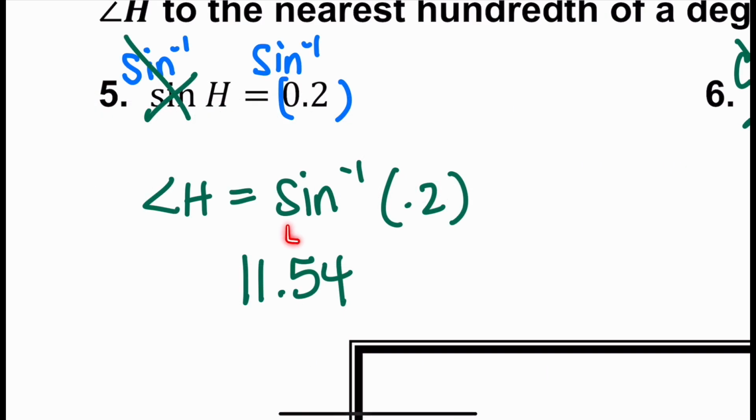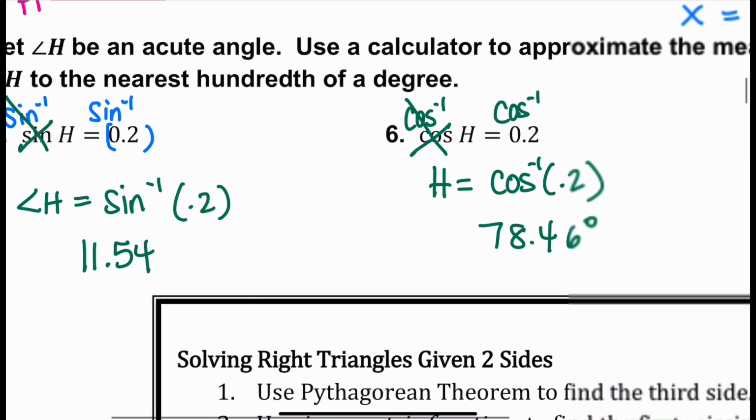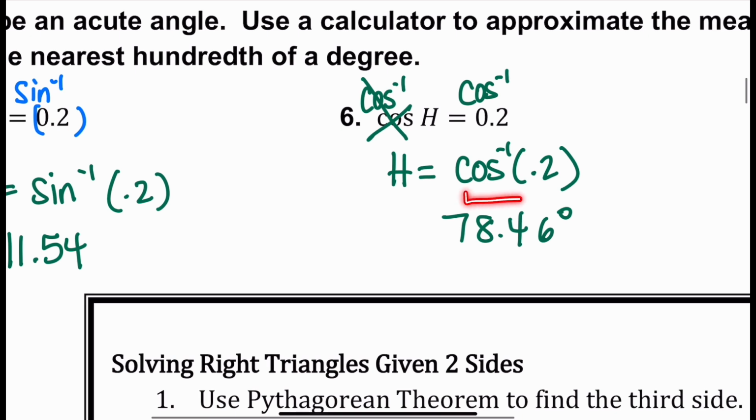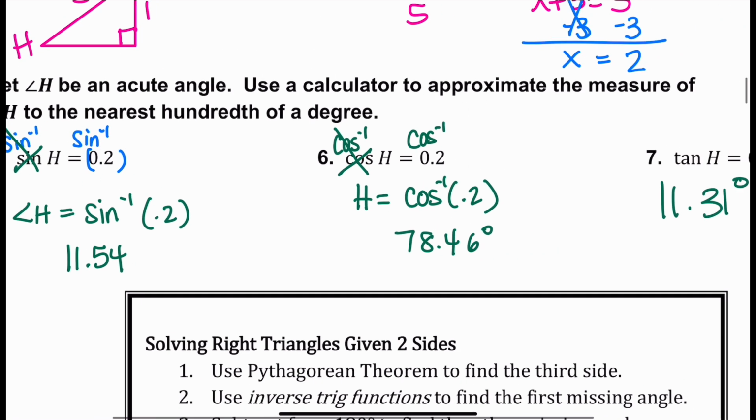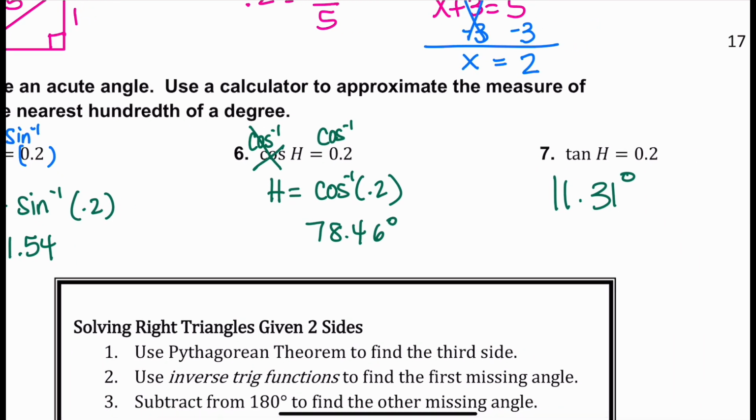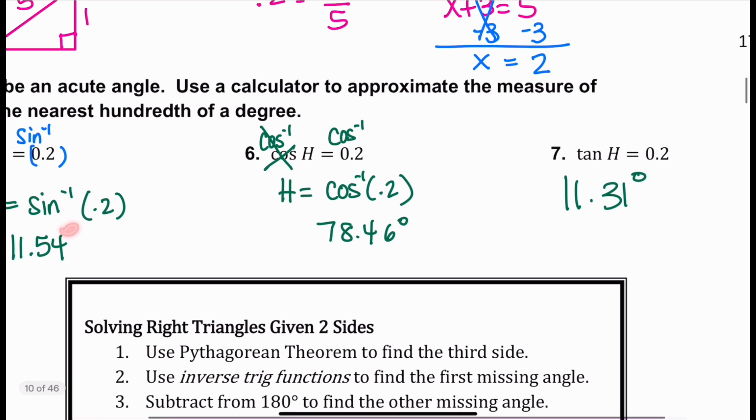Now, when I put the inverse sine of 0.2 in my calculator, I will get 11.54. When I put the inverse cosine in my calculator, I'll get 78.46. And when I put the inverse tangent of 0.2 into my calculator, I'll get 11.31 degrees. So all of these should have degree symbols. And again, make sure that your calculator is in degree mode.